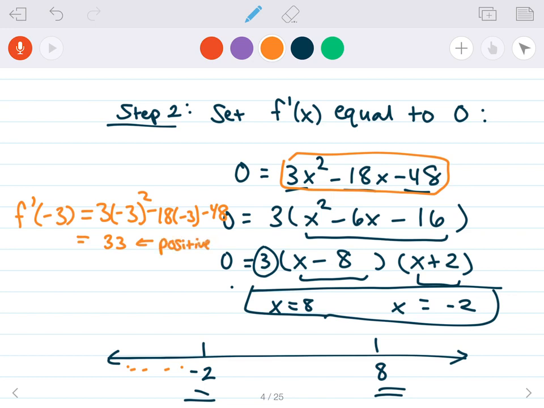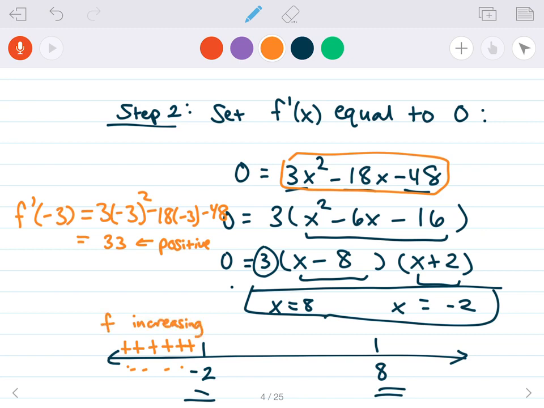And since this is a continuous curve, it's going to be constantly decreasing, right? Or sorry, increasing. So since the derivative is positive, since f prime is greater than 0, we know that from negative infinity to x equals negative 2, it's increasing. So let's write that. So f is increasing.